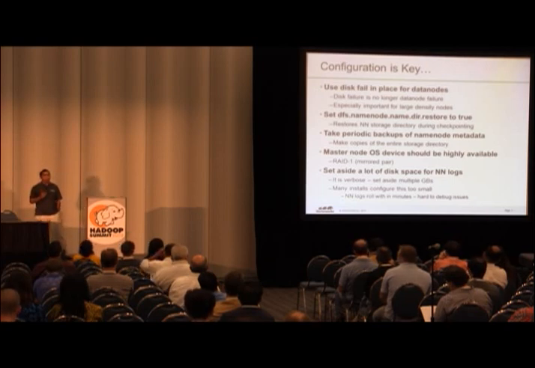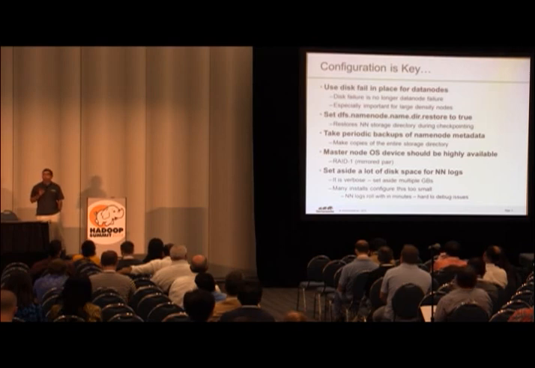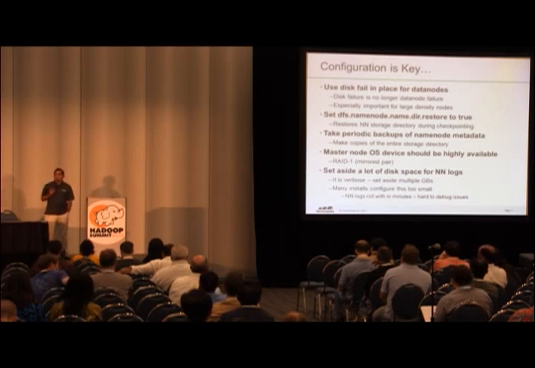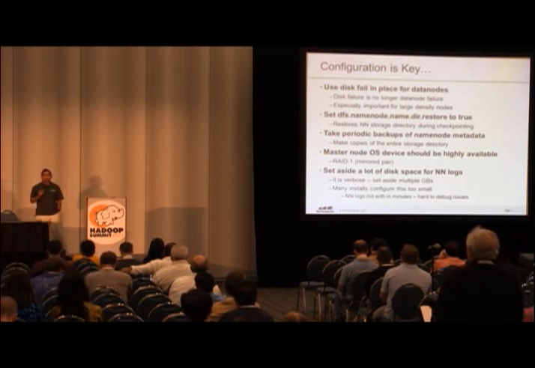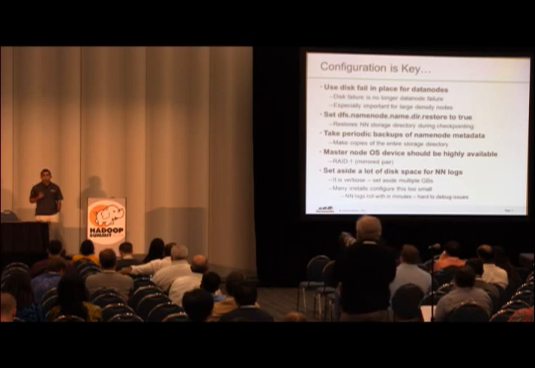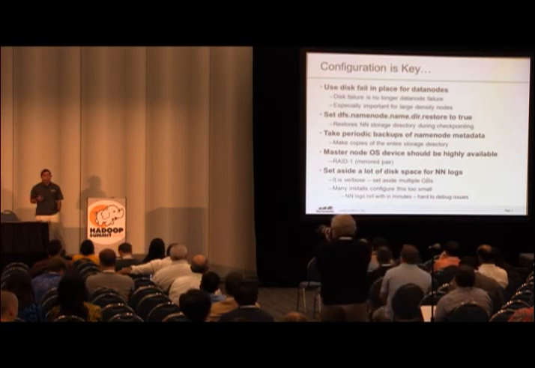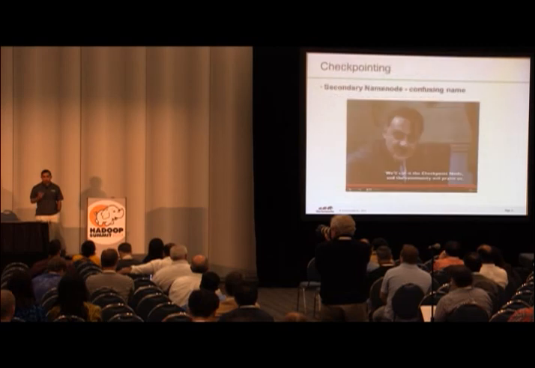Without that, if you have the OS disk fail on master nodes, it means outage time and service unavailability until you restore the master to another node. Also, set aside a lot of disk space for name node logs and even other Hadoop daemon logs. Hadoop daemons are very verbose. And I've seen a lot of new clusters setting this to a few MBs, and these MBs are just taken away in minutes. Right? So set aside a lot of disk space on master nodes for Hadoop logs.